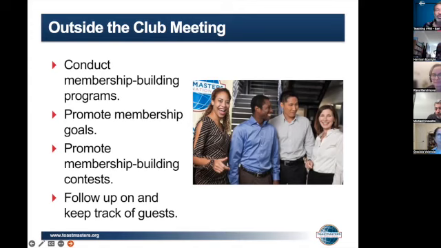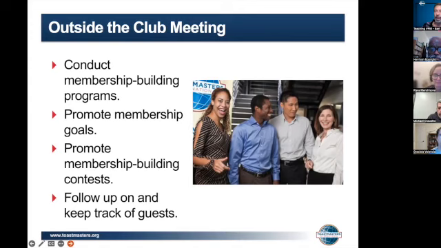And this is how, but you have to know their goals. This is how you have successful people who see them moving towards success. Any questions about how to promote membership goals? No. Okay. And you want to promote membership building contests because, again, people love having some sort of incentives.